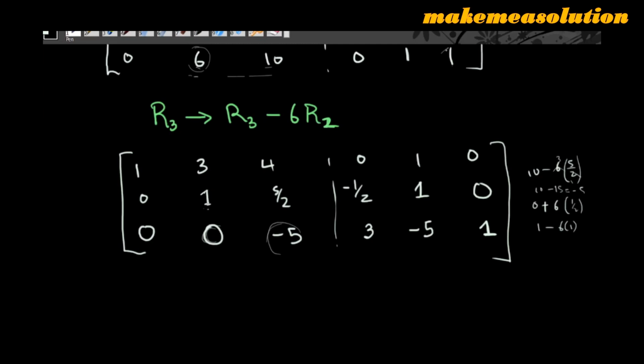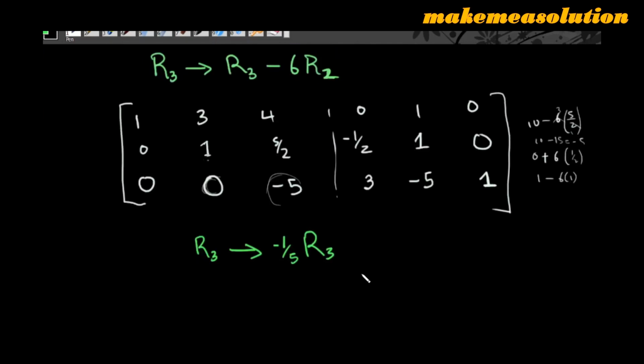So how do you do that? Very easy. You can see your new row 3 is actually -1 all over 5 of the old row 3. So you're just dividing through by -5 basically. Is that not true? So we are now going to actually do that. You can see that before I do any row operation, I have to write this down.